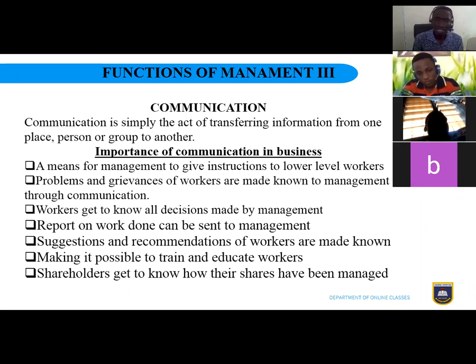Now, let's find out the importance of communication in business. Why should we have communication in a business organization? The first one is that communication serves as a means for management to give instructions to lower level workers.